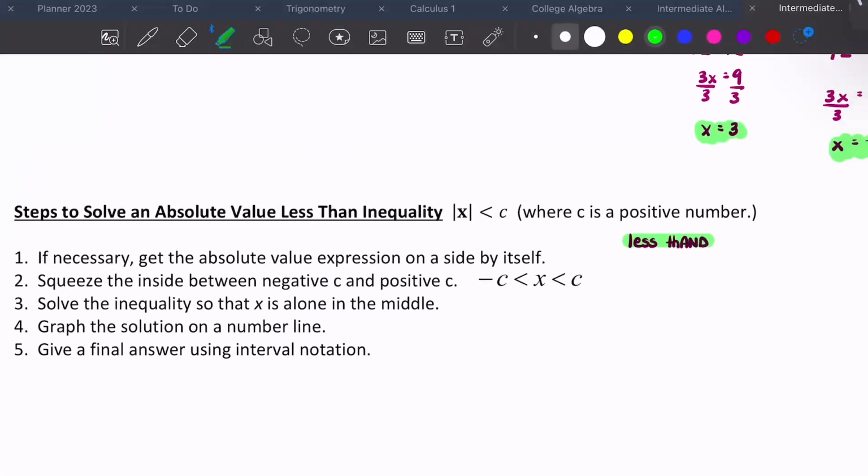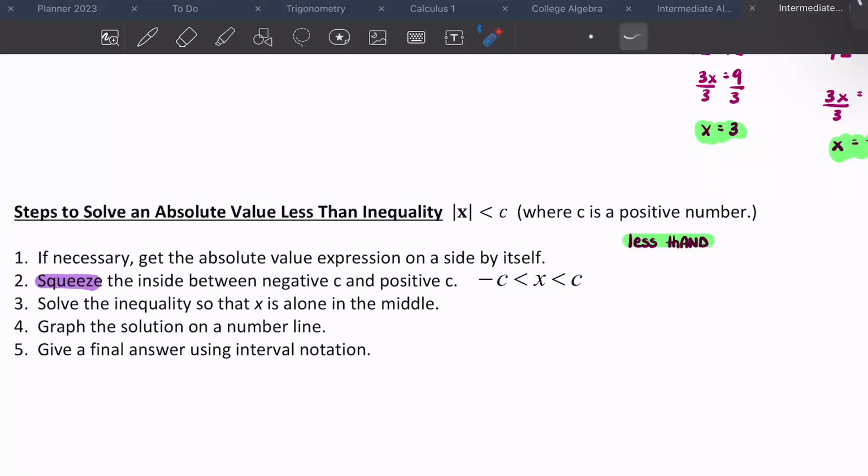Less than means squeeze. Or some people say make a sandwich. You are going to squeeze the inside between negative C and positive C. So this was the absolute value. You drop the bars and you put positive and negative and have the same looking signs between. And then you'll graph the solution and you'll put it in interval notation.